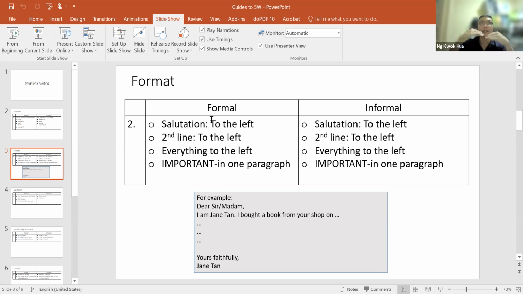Then you move on to the next line. Do you need to give 2 finger spacing for the next line? Can someone answer me? Can I call Hugo? Hugh, do you need 2 finger spacing for situational writing?